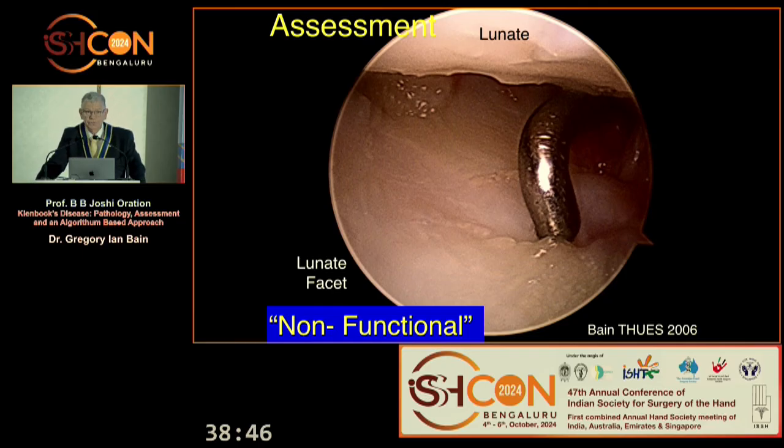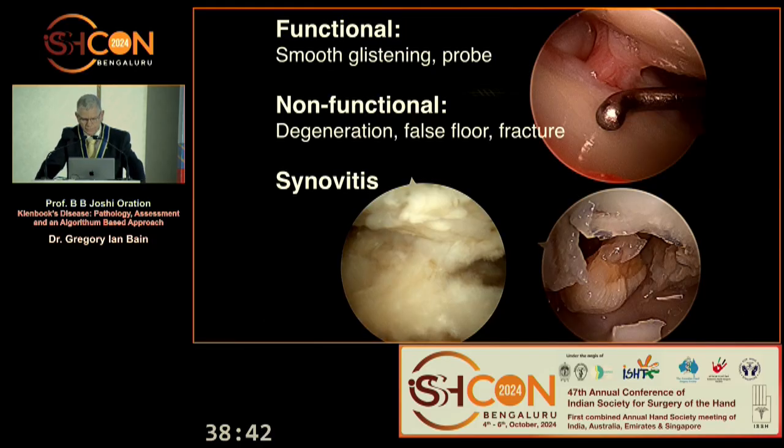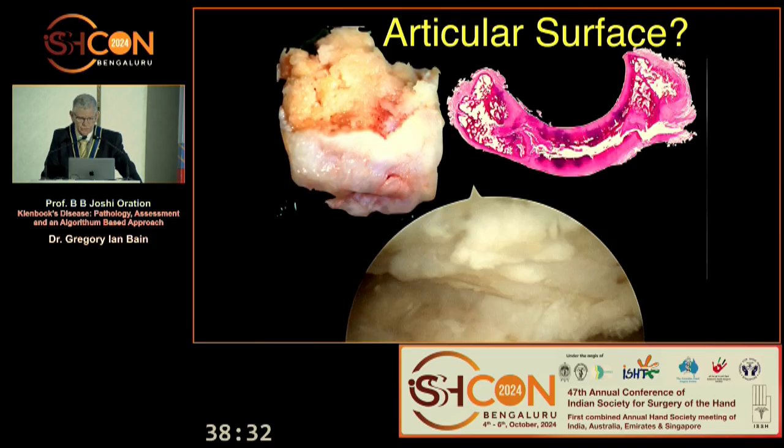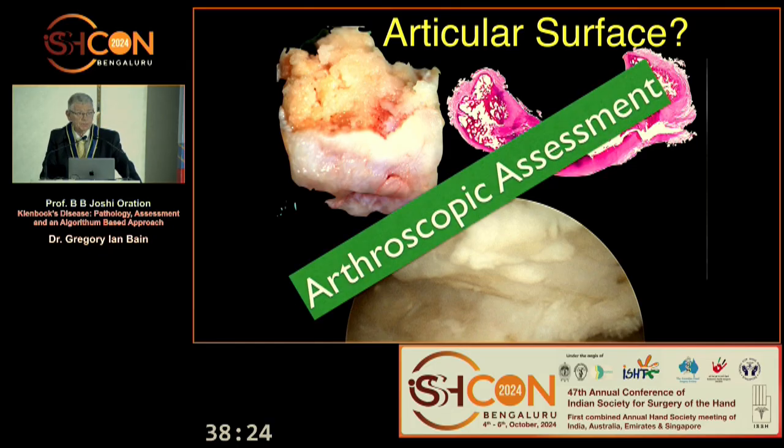And we tried to use this to help understand which surgical procedure we should perform. So a functioning articulation is smooth and glistening, and non-functioning could be degenerate, a false floor, a fracture, and we've already talked about synovitis. So this really defined, actually for the first time, that articular surfaces were important in the management of Kienbock's disease.